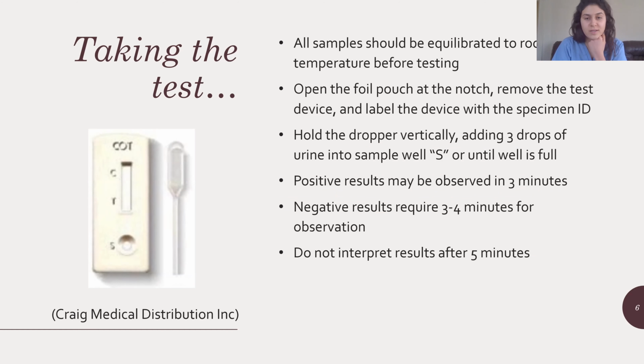And then you would open the foil patch at the notch, remove the testing device, and if you have multiple specimens, make sure to label them so you know what's what. Then hold the dropper vertically, add 3 drops of urine into the sample well or until the well is full, and then you will begin to see results between 3 and 4 minutes. The positive results will come a little bit sooner, about 3 minutes, and then the negative results take a little bit longer, between 3 and 4 minutes. But after 5 minutes, you do not want to interpret any of the results. The test is no longer valid.